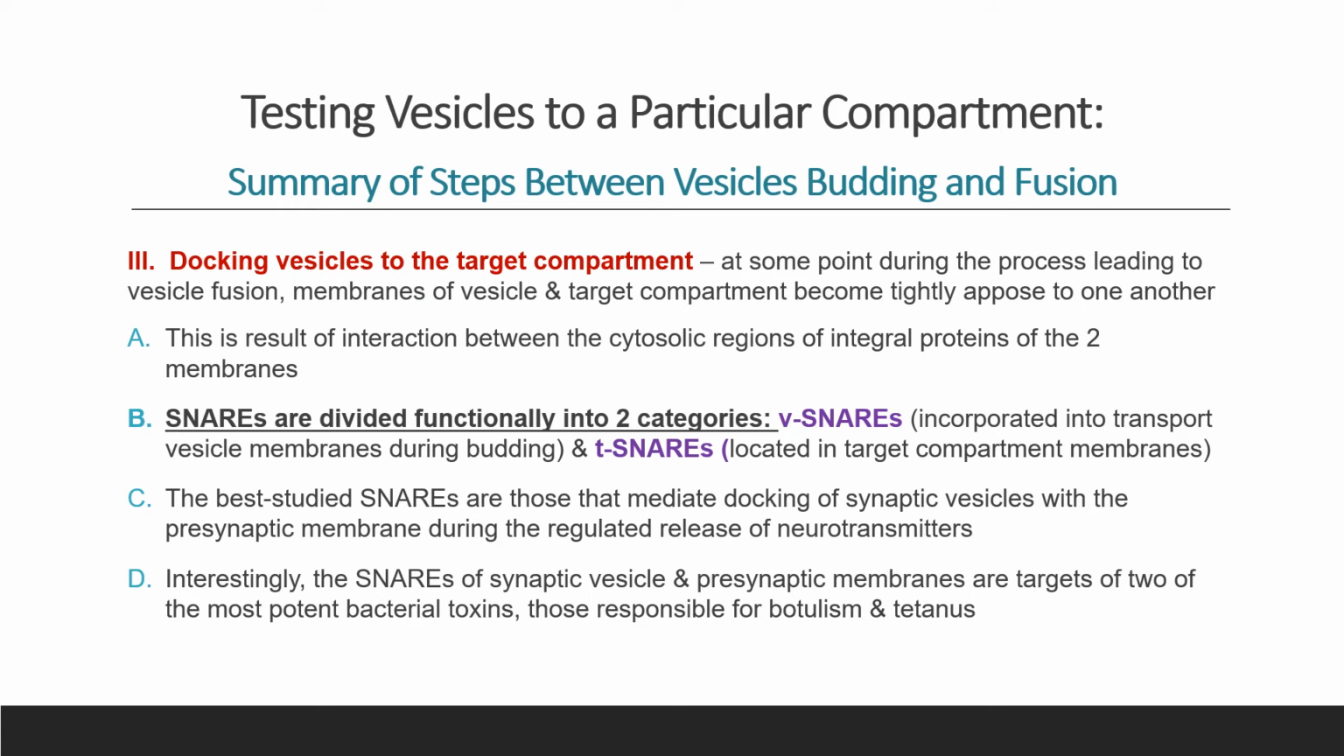The best studied SNAREs are those that mediate docking of synaptic vesicles with the presynaptic membrane during the regulated release of neurotransmitters. And interestingly, the SNAREs of the synaptic vesicle and presynaptic membranes are targets of two of the most potent bacterial toxins, those responsible for botulism and tetanus.